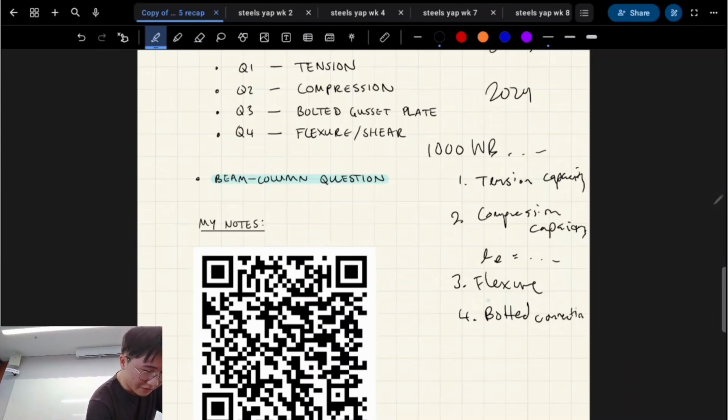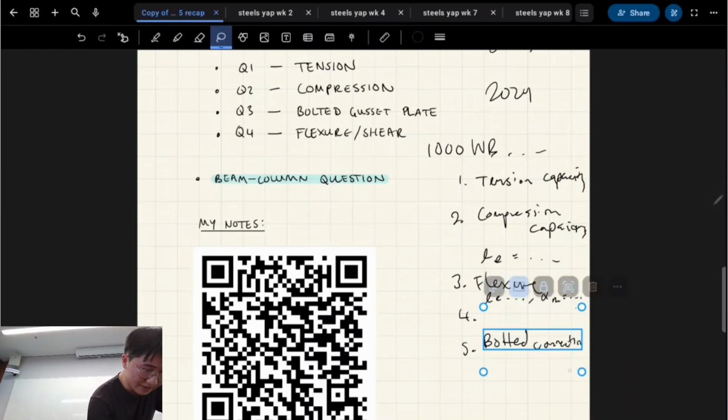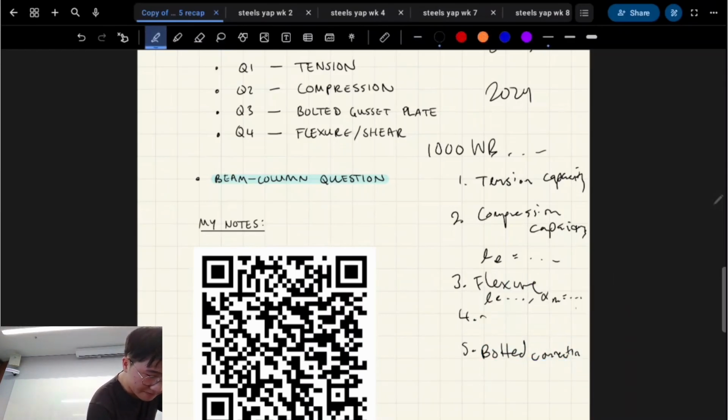Flexure, they'll give you a bit more information like LE, whatever, alpha, M, whatever. Question 5, I think it's shear, or maybe 5 was bolts and then 6 was shear capacity. It was almost like an assignment style question, like one of the assignments you guys have done recently, where they didn't really tell you anything about the external loads, and it was all just based on how strong is everything in just its capacity.